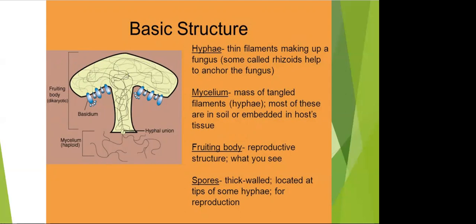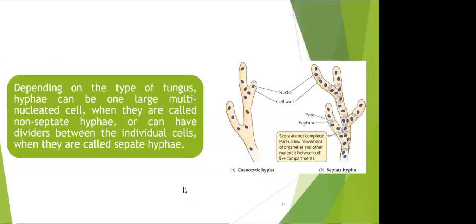Moving to the classification of fungi. Based on the type of fungus, hyphae can be one large multinucleated cell, when they are called non-septate hyphae, or they can have dividers between the individual cells, when they are called septate hyphae. So this is the coenocytic hyphae or the non-septate hyphae, and here you can see the septate hyphae.